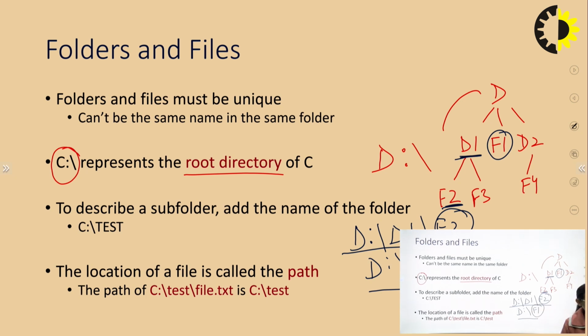In this case, what is the path of my file.txt? This is the path. So, this is the location where my file is currently residing. Path informs us physically where, in which folder or subfolder, your file is residing.